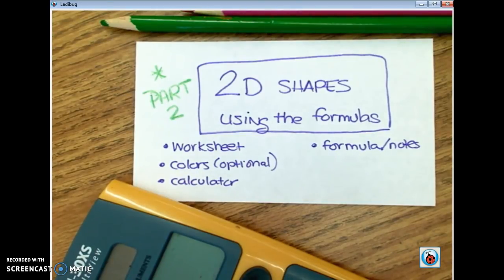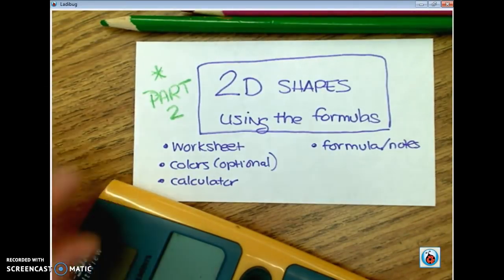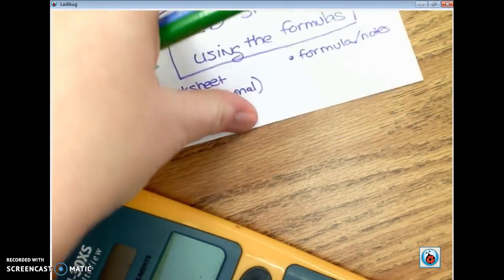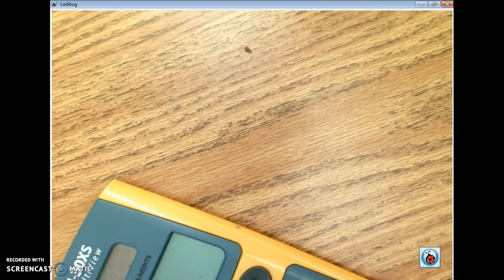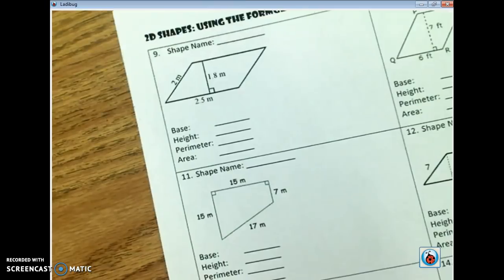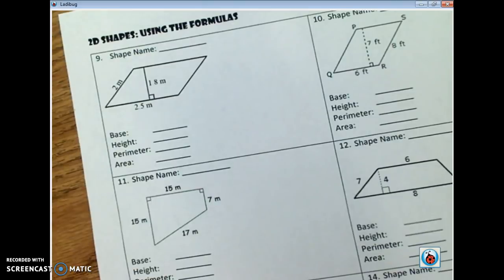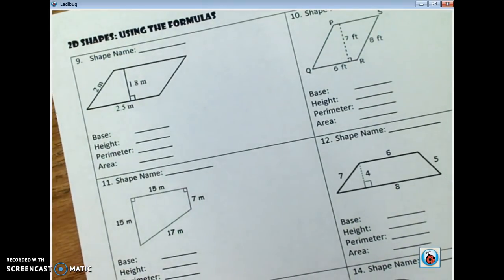Welcome back for part 2 of 2D shapes using the formulas. Same materials: colored pencils, calculator. You're going to want your formula sheet ready to go, and we are going to be working on numbers 9 through 16. Again, feel free to skip through the video if you feel comfortable using the formulas and how to identify base and height. You can go ahead and skip and just check your answers as you're doing the problems.